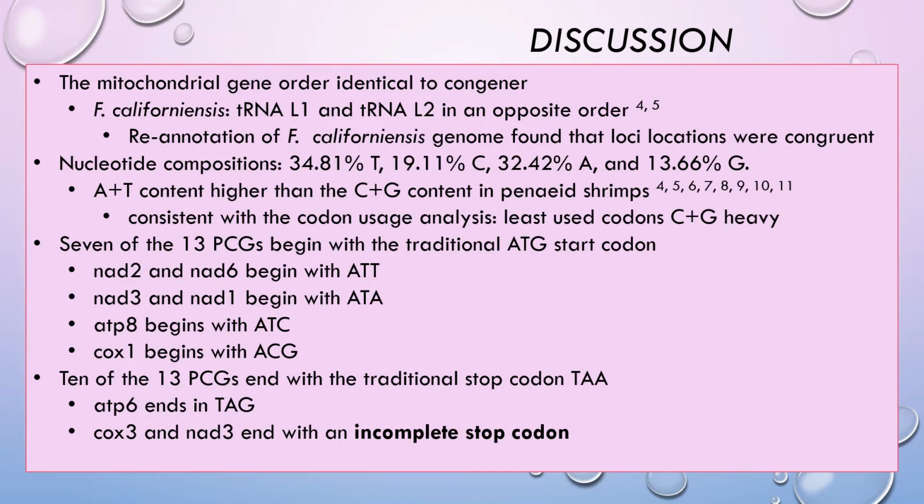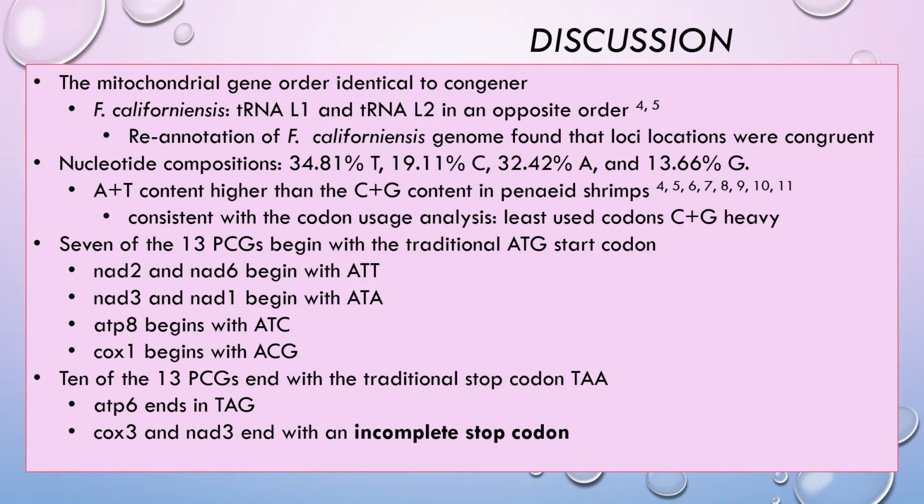The mitochondrial gene order is identical to congener F. californiensis. However, tRNAs L1 and L2 were originally reported in an opposite order. Reannotation of the F. californiensis genome found that the loci locations for L1 and L2 were congruent among the two species. Nucleotide compositions equal roughly 35% thymine, 19% cytosine, 32% adenine, and 14% guanine. The overall AT content was higher than CG content, as is consistent in other penaeid shrimps and with our codon usage analysis, as the least used codons were CG heavy.